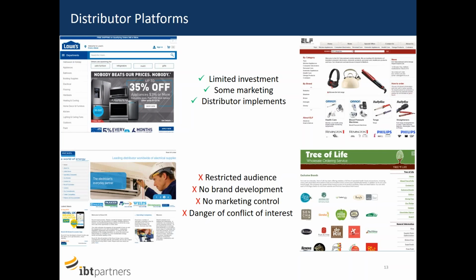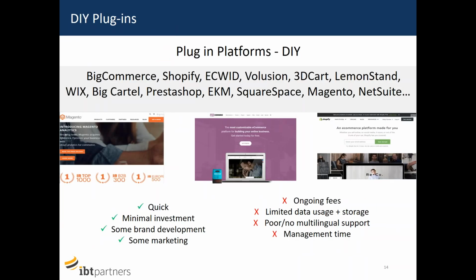Right, then the next one really is DIY plugins, and these are a huge wealth of different software that you can buy off the shelf and just plug into your current website to enable it in terms of e-commerce. I think a good example is WordPress. Now, they started life as a blogging platform, but they've now bolted on lots and lots of additional plugins and add-ons and are rebranding as an e-commerce developer.